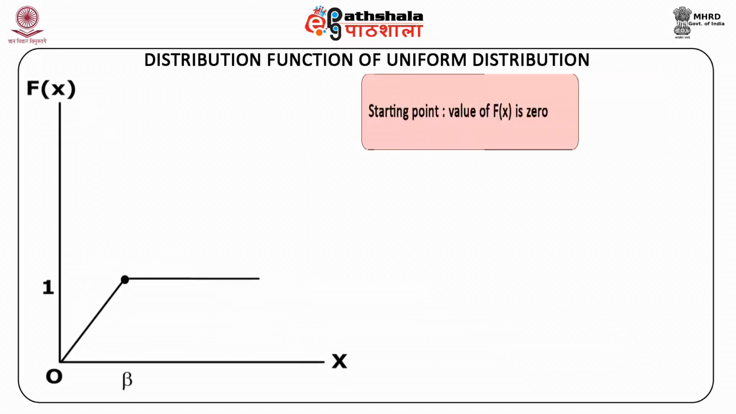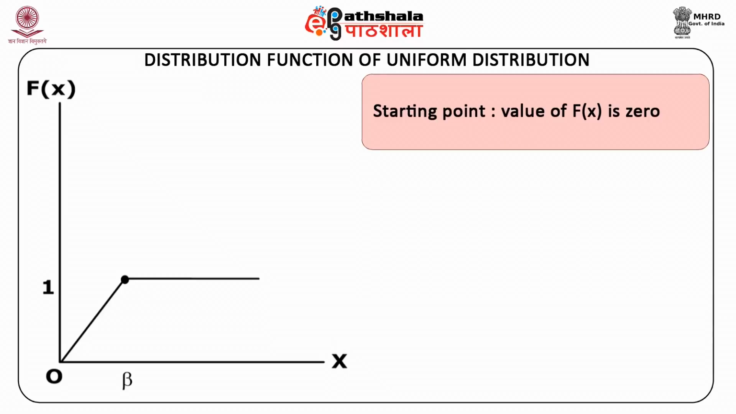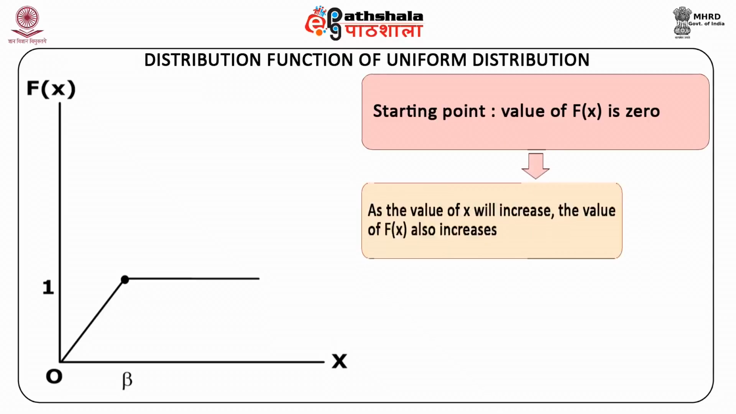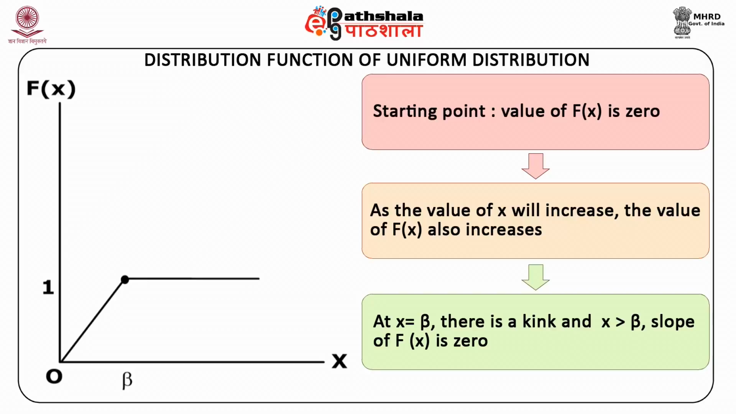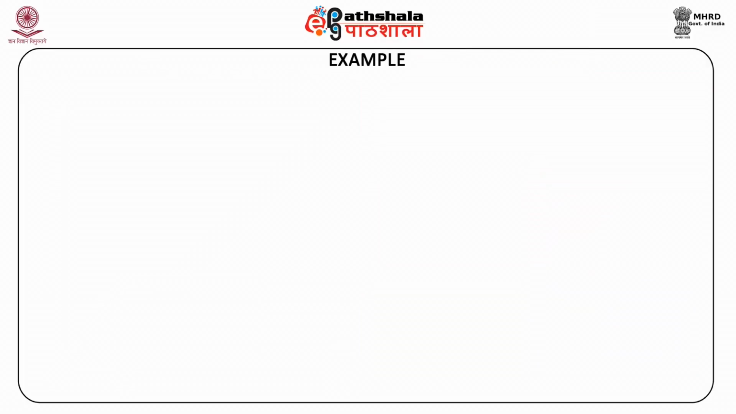Over here, starting from alpha, the value of F(x) is 0. As the value of x increases, the value of F(x) also increases continuously with its slope equal to 1 upon (beta minus alpha), and will reach 1 maximum when x is equal to beta. At x equal to beta, there is a kink, and at x greater than beta, the slope of F(x) is equal to 0. Let us understand it with the help of an example.